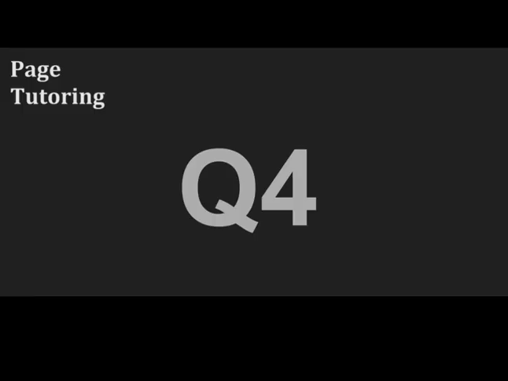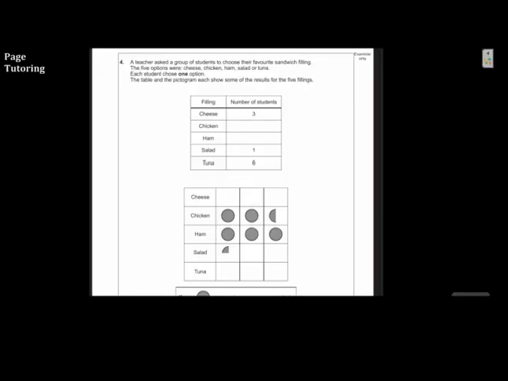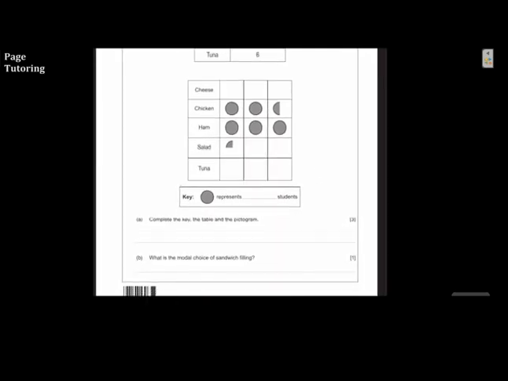Now question 4, straight off the bat, has loads of information that it's written down for you. So a teacher asked a group of students to choose their favourite sandwich filling. The 5 options were cheese, chicken, ham, salad, or tuna. Each student chose just one option. So each one of these values corresponds to one student. The table and the pictogram, so the pictogram is the one with the shapes, each show some of the results of the 5 fillings. So we scroll down, you've got a key and a whole circle represents some amount of students. So it tells us complete the key, the table, and the pictogram.